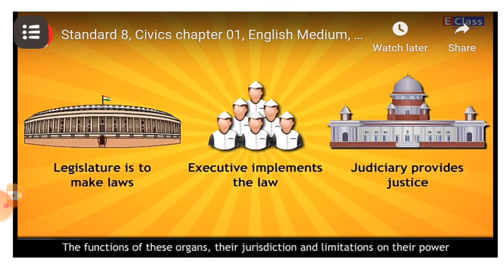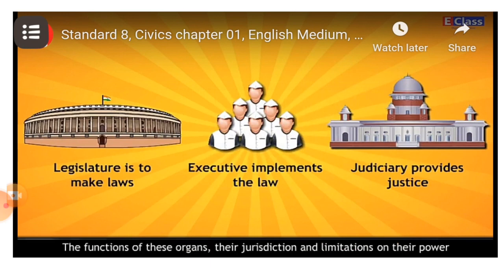The function of the legislature is to make laws. Here, legislature means body, assembly. The first function of the legislature is to make laws. Second function is that the executive implements the laws. And third function is that the judiciary provides justice. My dear students, these are the three functions of the organs of government.